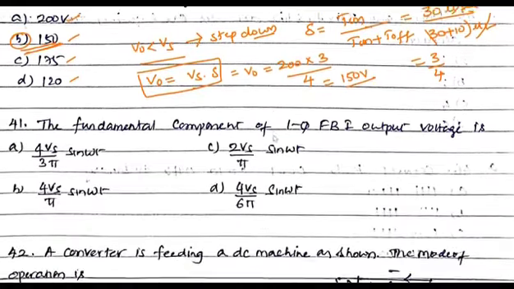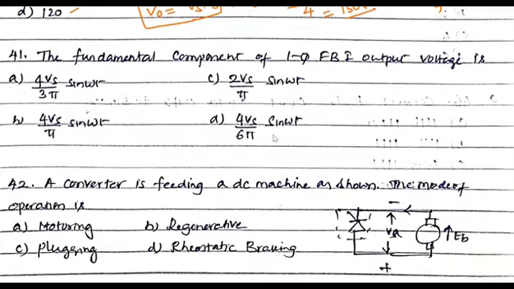Now the next one. This question I have collected from power electronics, and the concept is inverters. The fundamental component of a single phase FBI, meaning full bridge inverter. So the output voltage's fundamental component means, among the fundamental component and the harmonics, n is equal to 1. So among the options here, B is the right option. The expression is 4 Vs by n pi into sin omega t; when n is equal to 1, it is nothing but 4 Vs by pi into sin omega t. So this is the fundamental output voltage of a full bridge inverter.